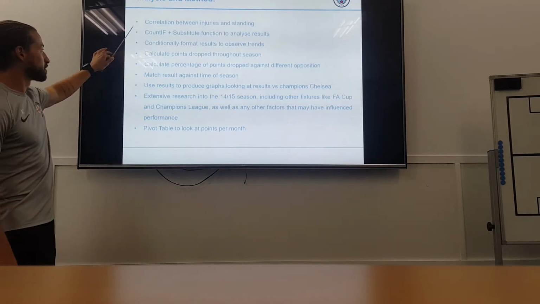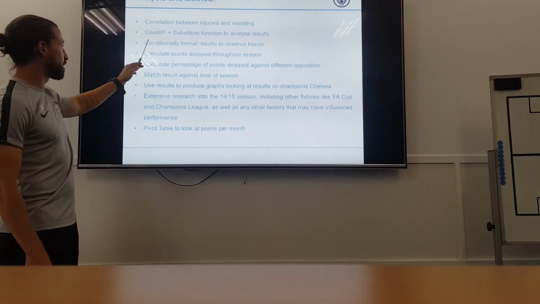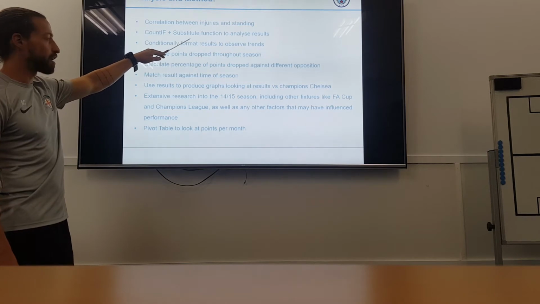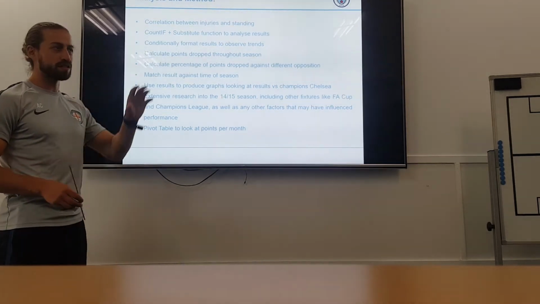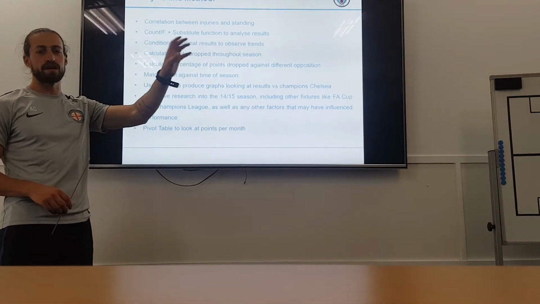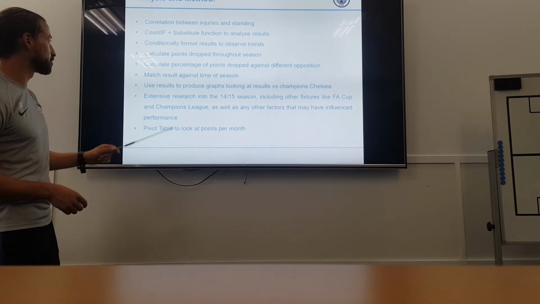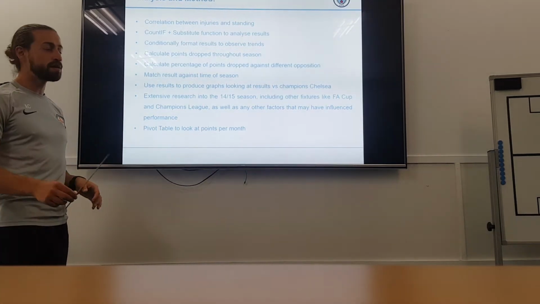I looked at the correlation between injuries and the standing for the season, using COUNTIF and SUBSTITUTE functions to analyse the results. I conditionally formatted a lot of results to observe trends. That is a basic traffic light system, green, yellow and red, just to see where the wins, losses and draws were. I calculated the points dropped throughout the season, so where and when.